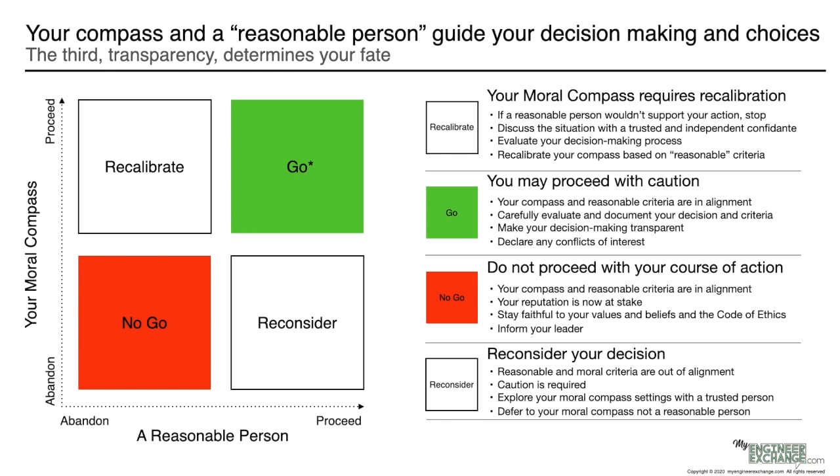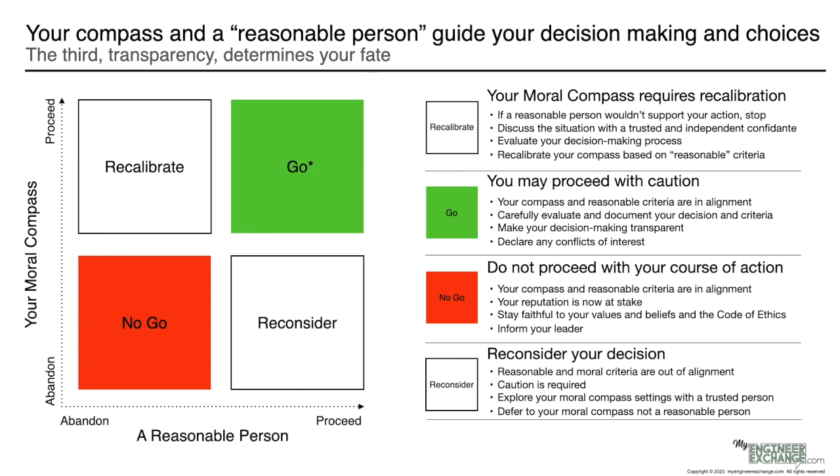When it comes to reconsider, this is a situation where a reasonable person is saying, yes, you may proceed, go for it. It seems to pass all the reasonable ethical tests, but there's something inside your moral compass that is not quite right. So your moral compass is saying, no, that's a course of action that you should abandon. So the reasonable and moral criteria are out of alignment. This is where caution is required. What I would encourage you to do is also to stop and explore your moral compass settings again with a trusted person that is independent of the work that you are doing.